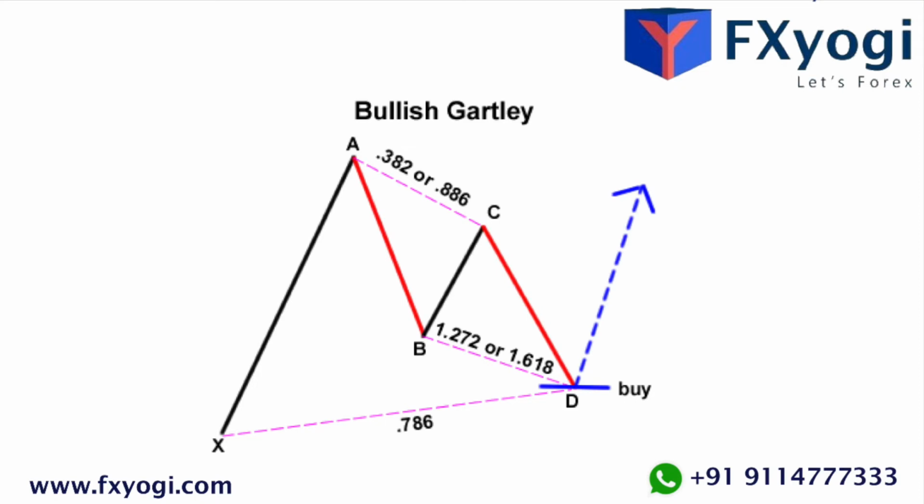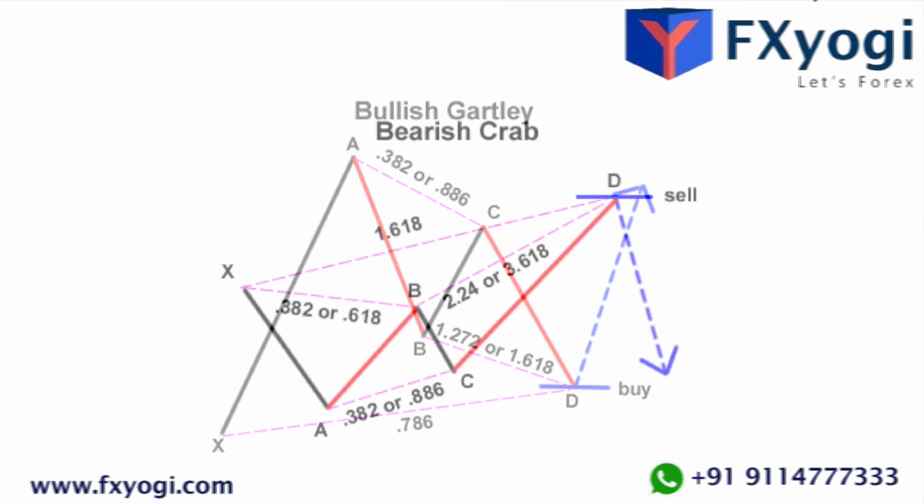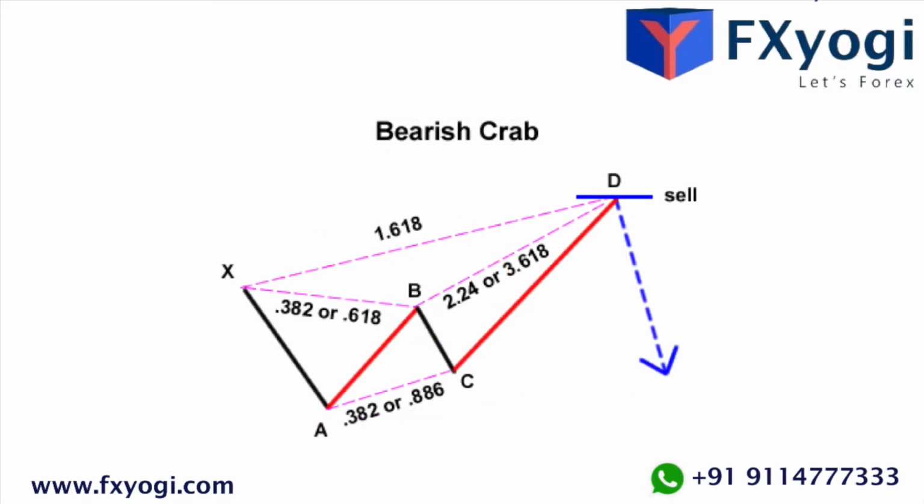The perfect Gartley pattern has the following characteristics. 1. Move AB should be the 0.618 retracement of move XA. 2. Move BC should be either 0.382 or 0.886 retracement of move AB. 3. If the retracement of move BC is 0.382 of move AB, then CD should be 1.272 of move BC.